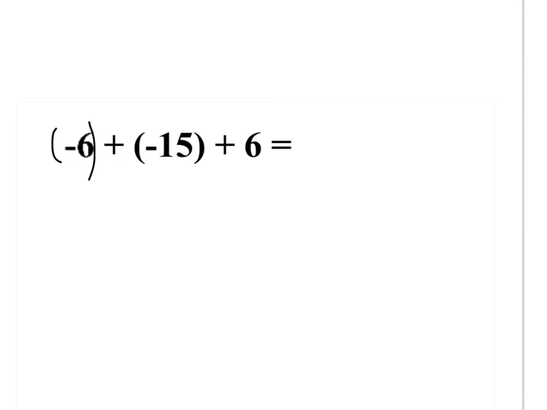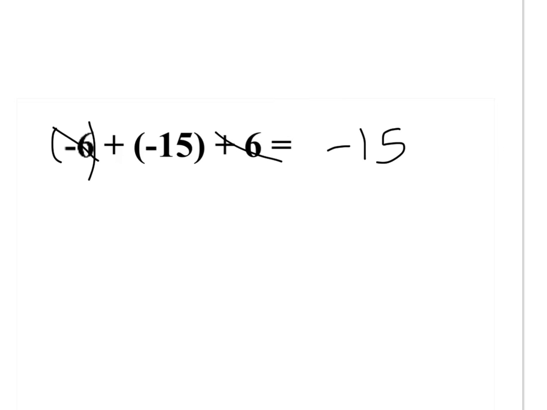But for me, what I would do is I look up here and I see negative 6 and 6. Okay. Negative 6 and 6, when you add those, what do you get? 0. So they cancel each other out. What am I left with? Negative 15. But when you're doing addition, whether it's positive numbers and negative numbers, you can change the order and not change your answer. So there's 100 different ways of solving this.